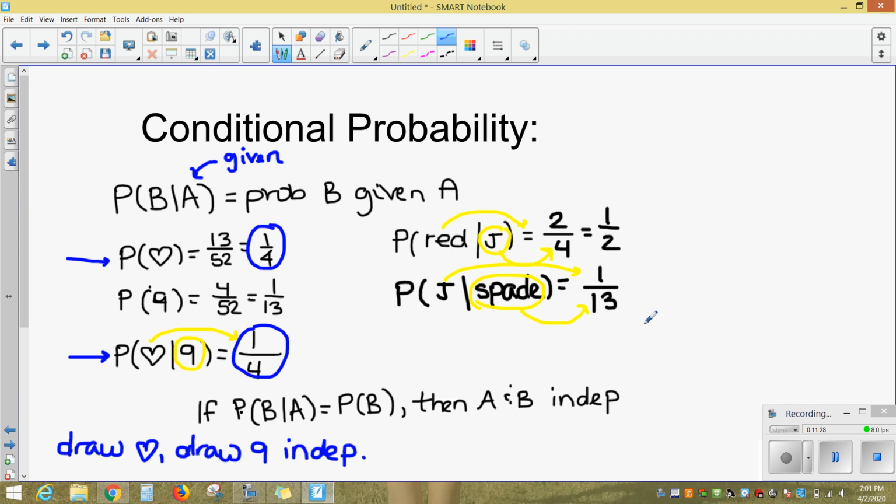All right, drawing a jack, given that the card was a spade. If I wanted the probability of drawing a jack out of the deck without knowing anything else, there are 4 jacks out of 52 cards, which still reduces to 1/13. These two events, drawing a jack and drawing a spade, are also independent events.